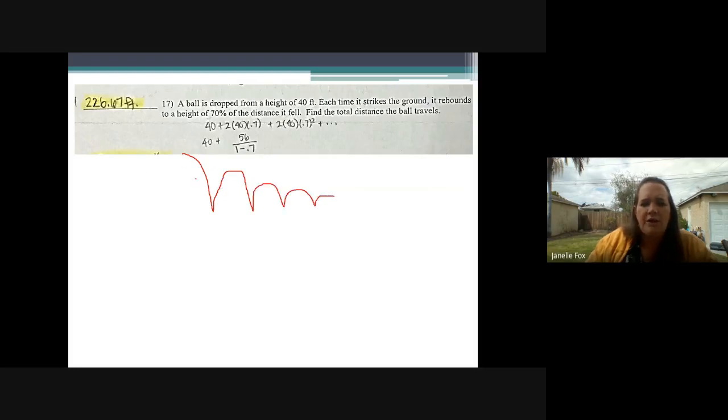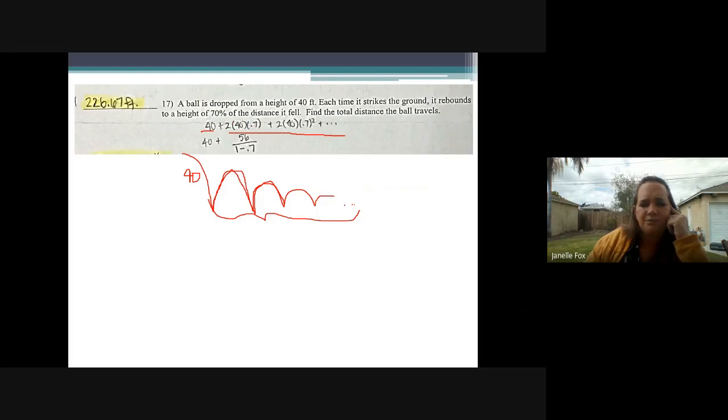So this original 40 right here, I'm not going to count that, and I'm just going to count all the rest of this stuff in my sequence, because it just keeps on going. On this one, it goes up 40 times 0.7, down 40 times 0.7. Then it goes up 40 times 0.7 times 0.7, down 40 times 0.7 times 0.7. And so this is the sequence all written out. It's the original 40 plus the series now.